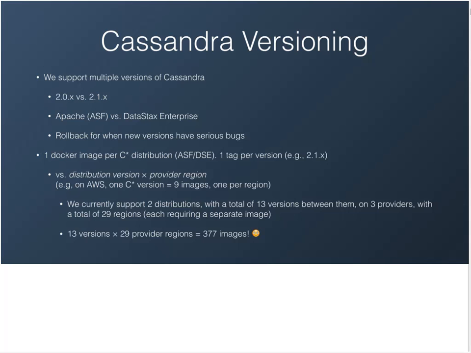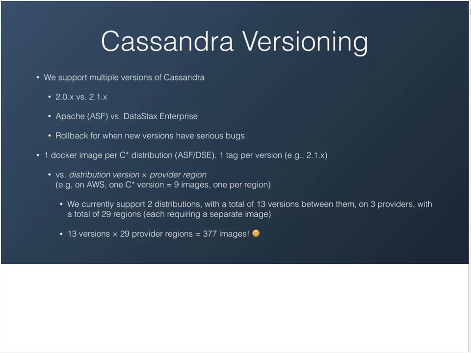So what we do is we have one Docker image per Cassandra distribution. We've got an Apache Cassandra image and a DataStax Enterprise image. And then we have one tag per version of that image. So we can then launch a particular container with an image for the version that the customer has requested. The other thing it does is that it reduces the number of images that we actually have to manage.